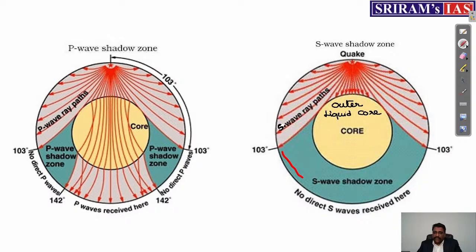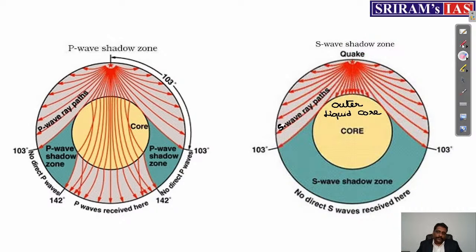The other half of the earth which does not experience this S wave, my dear friends, these collective regions, we call them as what? Shadow zone. We call them as shadow zone. The combined geographical location which does not record an S wave during an earthquake, we call them as what? S wave shadow zone. S wave shadow zone strongly suggests the presence of a liquid layer in Earth's interior, and that liquid layer is nothing but what?